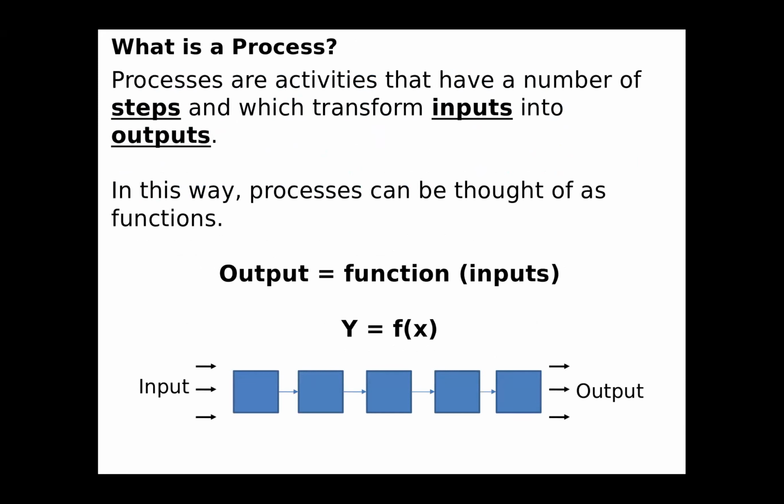So we keep talking about processes. Let's think about, in very specific terms, what we mean by a process. Processes are basically activities, stuff that happens, where you have a number of steps and which transform one or more inputs into one or more outputs. If we think about a process in that way, we can think of it a bit like a function. A function is something where you have one or more inputs, the function does something with those inputs, and then it generates one or more outputs.